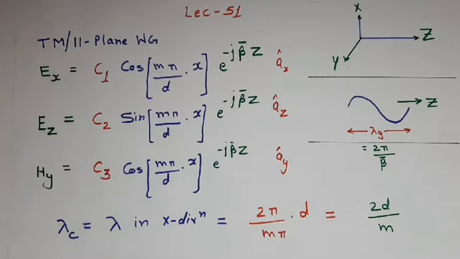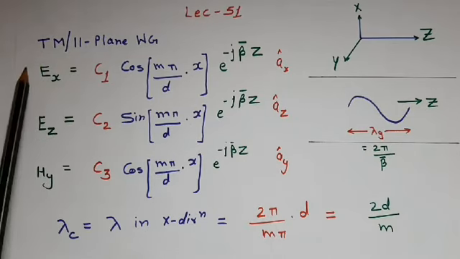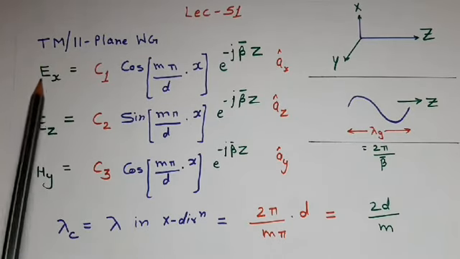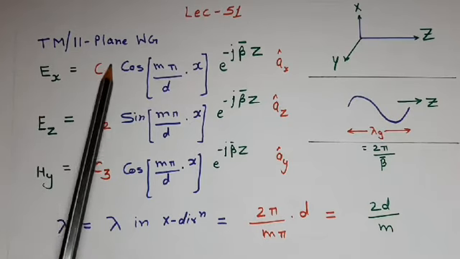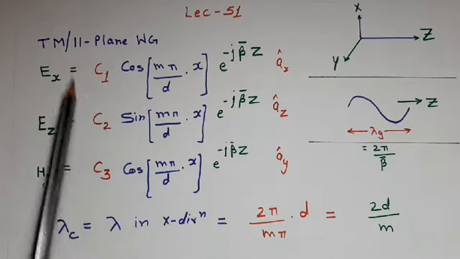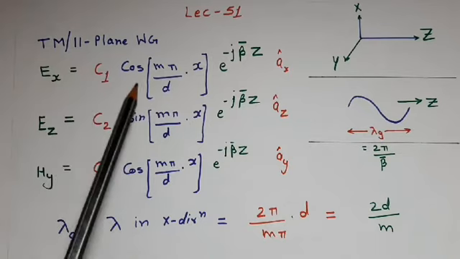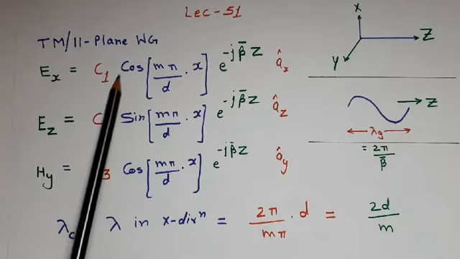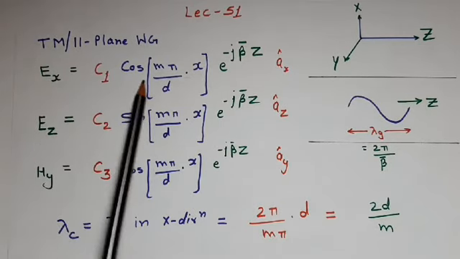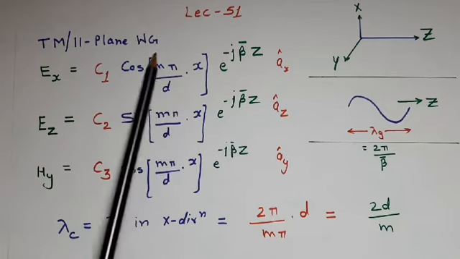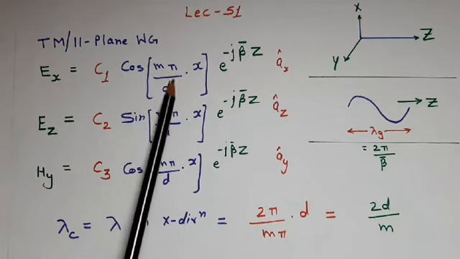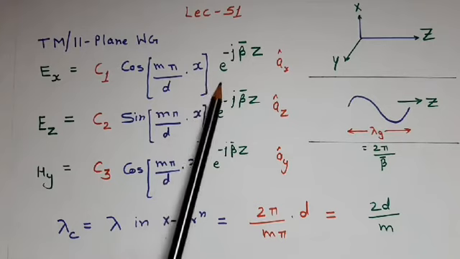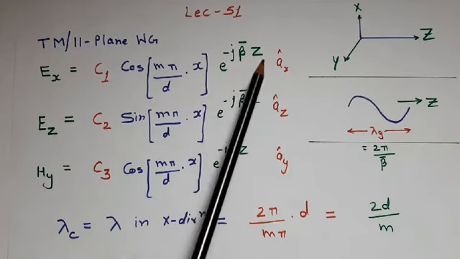So first of all, we write expression for various fields available in TM mode of wave propagation. Those fields are Ex is equal to a constant quantity which can be either Ei sin of theta i or Ei cos of theta i, but that is constant, so we represent it with C1. Then cos of hx, and because h is equal to m pi upon d, so we can write cos of m pi upon d into x. Then e power minus j beta bar z, and then a sinusoidal time varying term, that is e power j omega naught t.